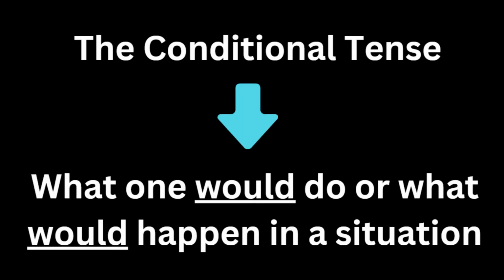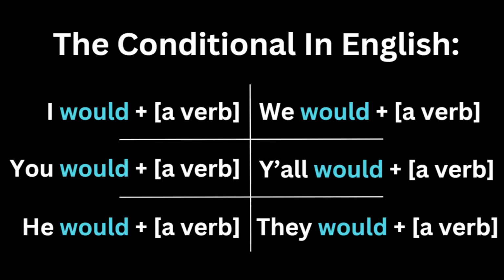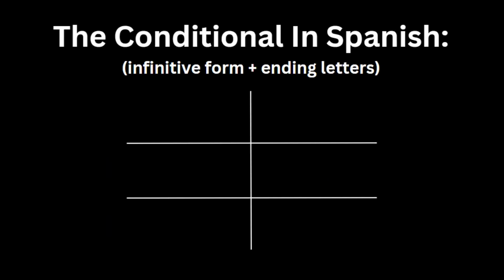The conditional tense in Spanish indicates what one would do or what would happen in a situation. In English, it's a very simple concept because it doesn't matter what verb we use, we always put the word would before the verb, which doesn't change the verb itself. In Spanish, the conditional is a tense that has only one word, which doesn't really get conjugated, but rather keeps the form of the verb as the infinitive and then adds some letters after it.